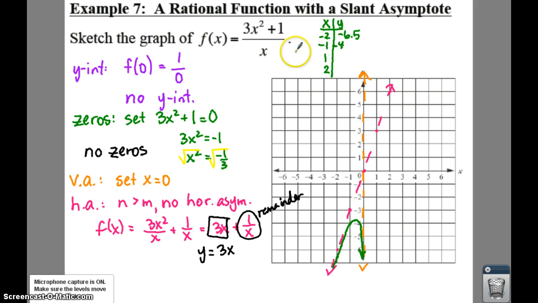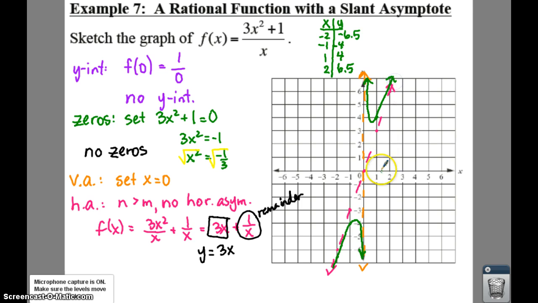So let's plug a 1 in and plug a 2. So plug a 1 in, you get 3 plus 1 is 4. Divided by 1 is a 4. So over 1 up 4. My guess is if we plug in a 2, we're probably going to get 6.5. Yeah, I would be right. So this graph is going to be coming down along your slant asymptote. Somewhere it's going to turn back up and go along your vertical asymptote.